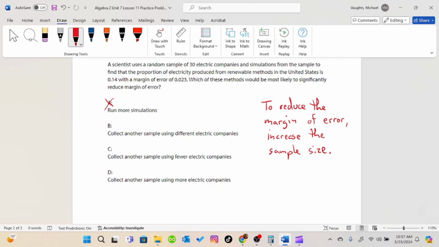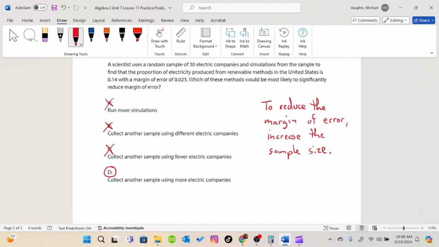Collecting another sample using different electric companies could give you entirely different data. It might raise the margin of error. We just don't know. So it's not B. C, collect another sample using fewer electric companies would actually have the opposite effect. The smaller your sample size, the bigger your margin of error. So it's not C. D is the only one that's correct.